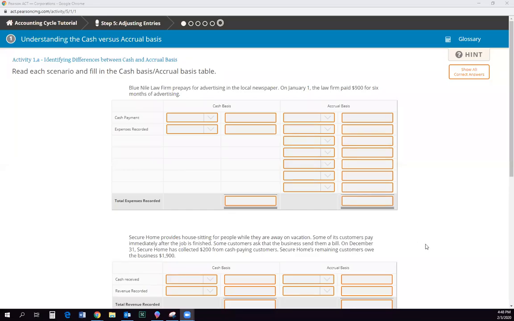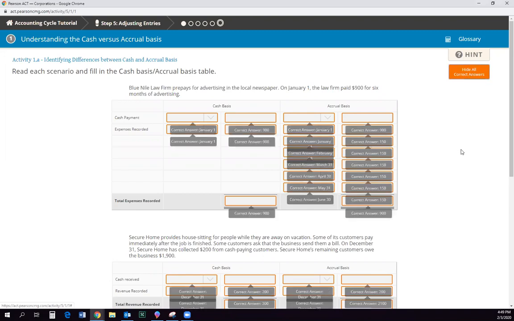Hey everybody. A bunch of people have reached out struggling with this cash and accrual basis problem, or this section of the review. So I'm going to try to go through it and see if that's helpful to everybody. Instead of working it all out, I'm just going to show the answers and talk you through why they are.